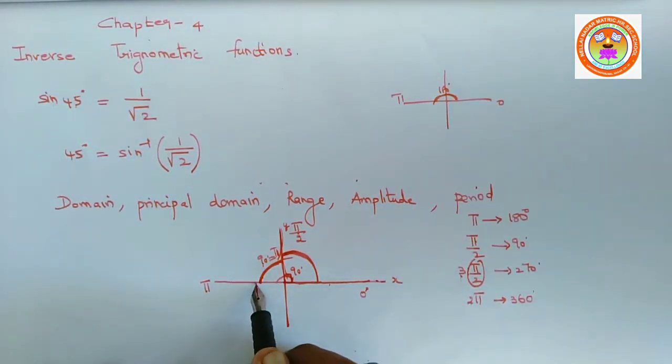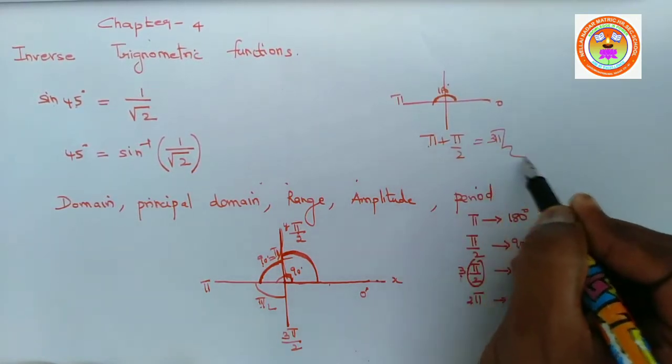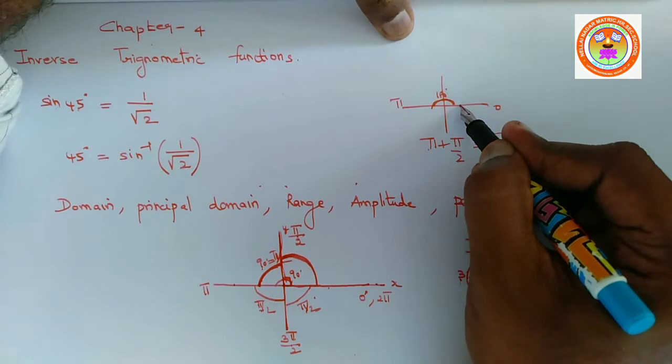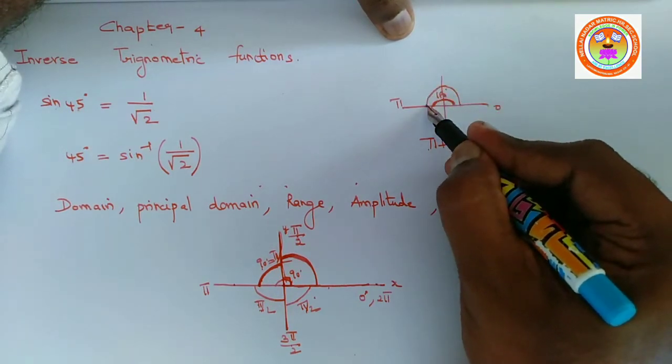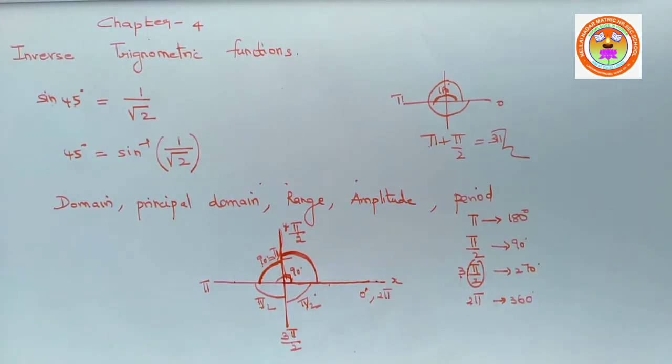From pi it travels once again pi by 2. So pi plus pi by 2 we write as 3 pi by 2. This 3 pi by 2 travels to the x axis. How much more? Pi by 2. 3 pi by 2 plus pi by 2 is nothing but 2 pi. This is called one complete revolution. Starting from 0, this one is pi by 2, this one is pi, 3 pi by 2, once again 2 pi. This is called one cycle, one complete revolution.